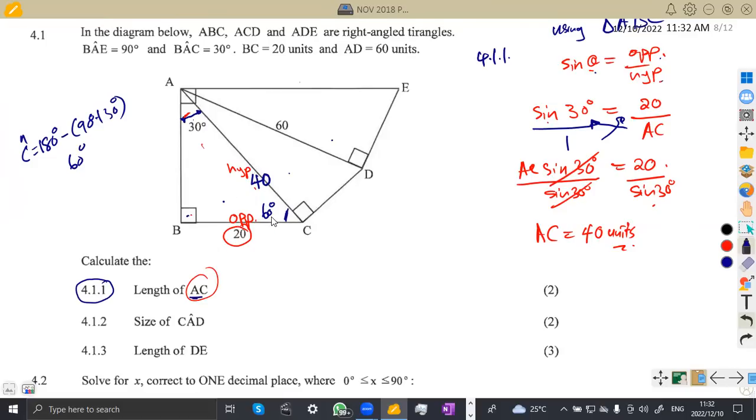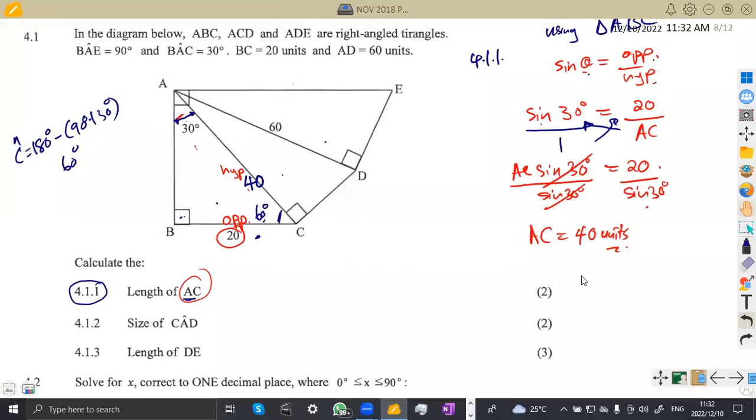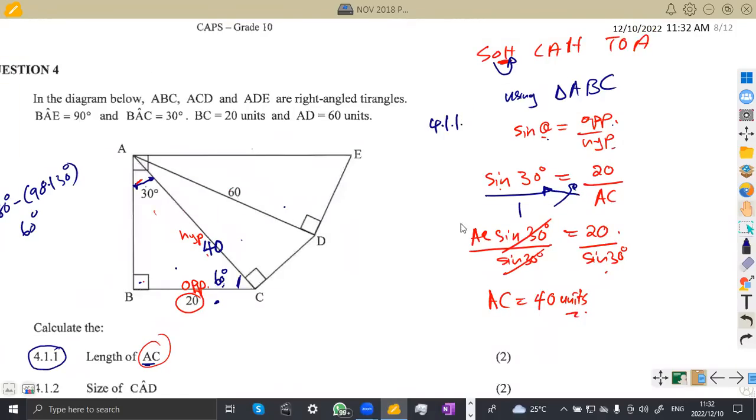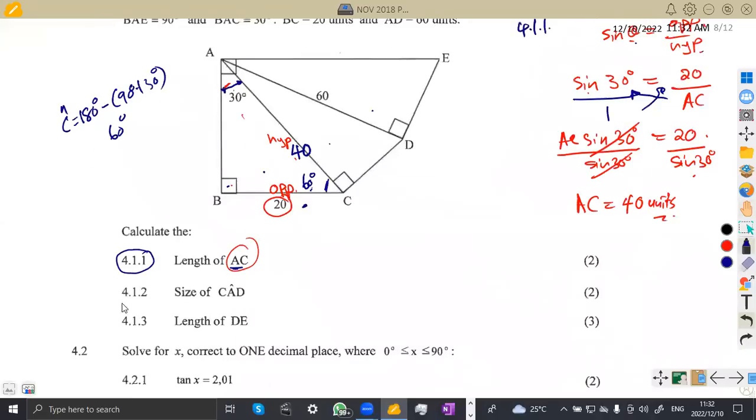So you can use 60 degrees, but when using 60, this becomes adjacent. So we are going to use the ratio for cos, the one that has adjacent and the hypotenuse. So it depends. Okay, let's check 4.12. Find the size of CAD, that's C, A, and D. Okay, the triangle CAD is still a right angle triangle. And there are two sides that are given, which is the AC that we calculated now and the AD that we are given.